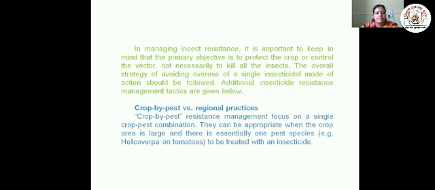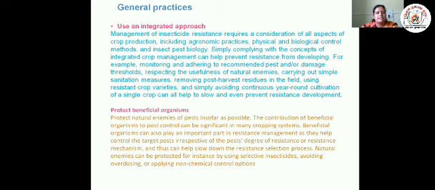Crop by pest resistance management focuses on a single crop and pest combination. It can be appropriate when the crop area is large and there is essentially one pest species only. Helicoverpa on tomatoes may be treated with an insecticide, for example. General practices: use an integrated approach.